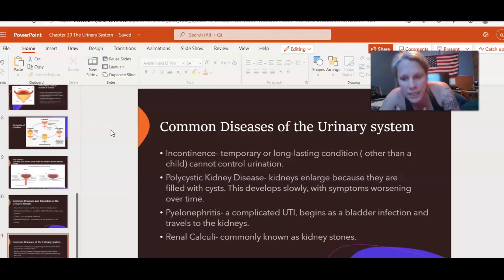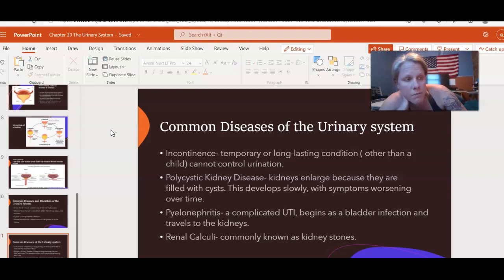So that is a complicated UTI. That's when it begins as a bladder infection and then eventually starts to travel to the kidneys. This can develop slowly or it can be a chronic condition. The causes would be bacteria, a bladder infection, kidney stones, or obstruction of the urinary system ducts.